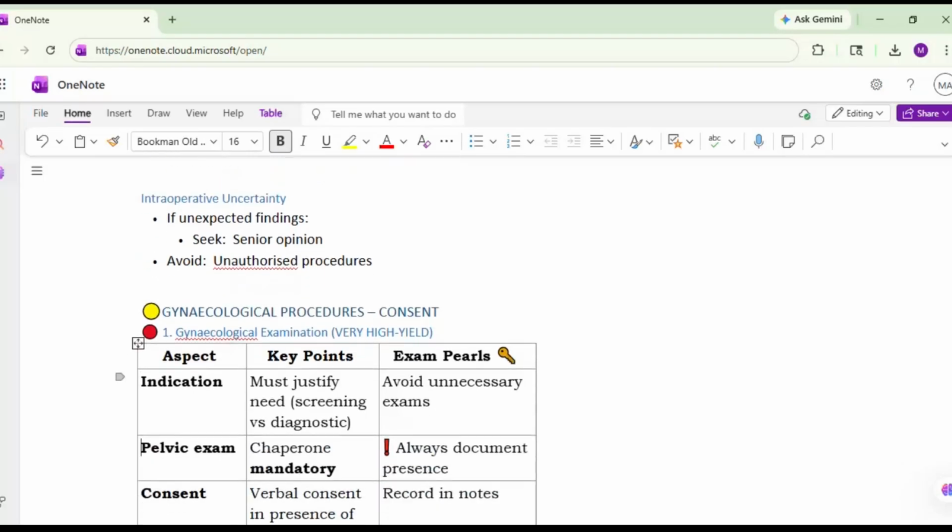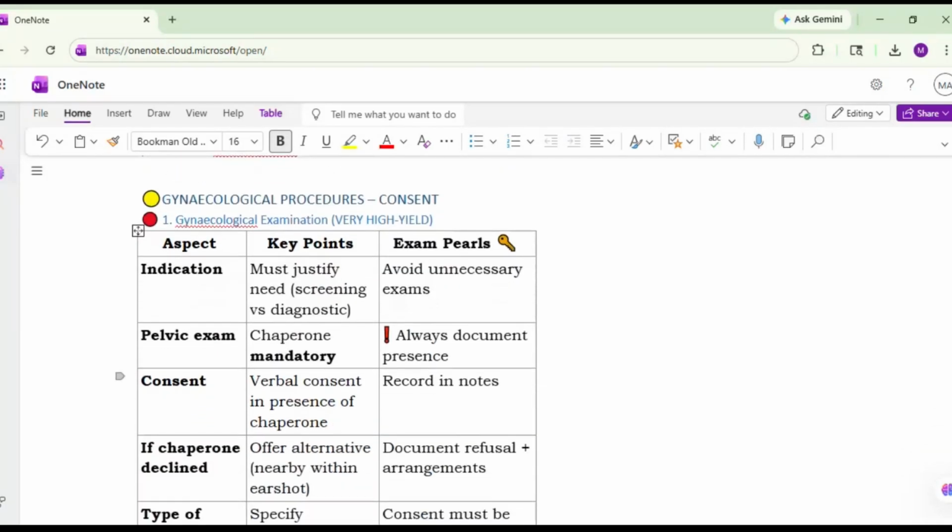Now we have certain gynecological procedures. So, consent in certain gynecological procedures: what are the scenarios?